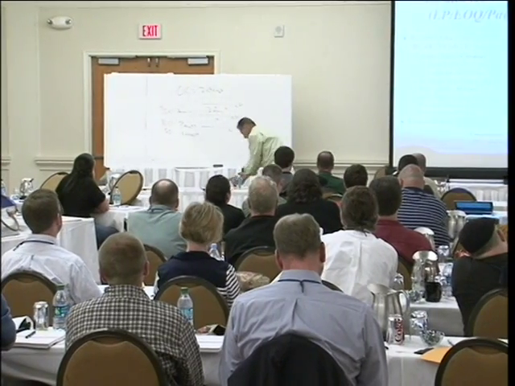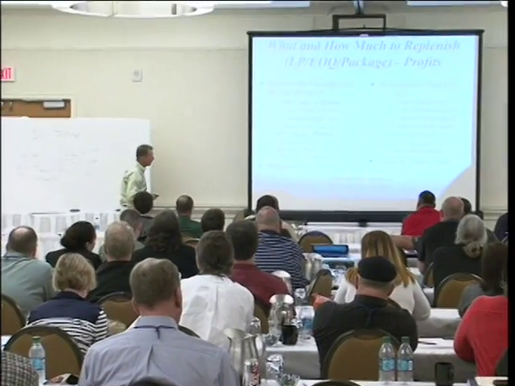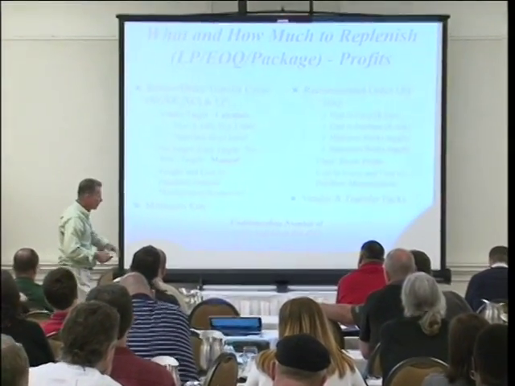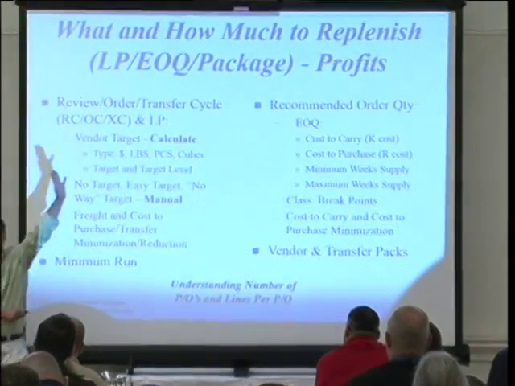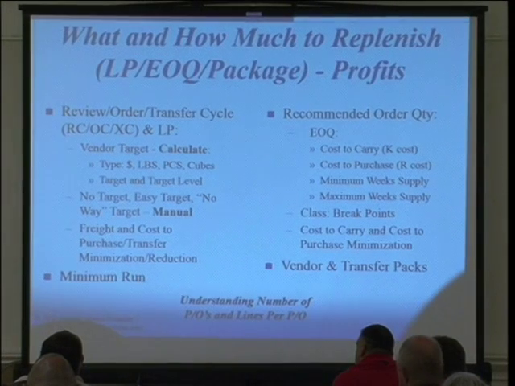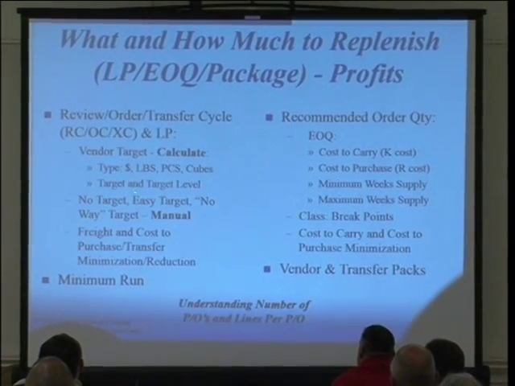So, there's where we were. And again, that's what we're saying, number of POs and lines per PO. EOQ and review cycle dictate how many POs I'm going to place a year. EOQ determines how many items are going to be on this PO every time I place it. So now, what are the things that need to come together for profitability?